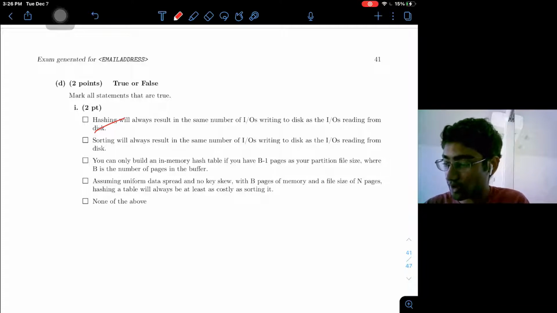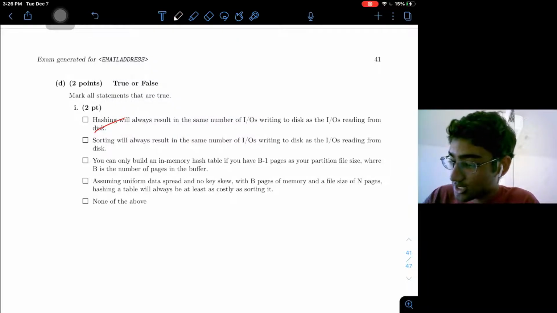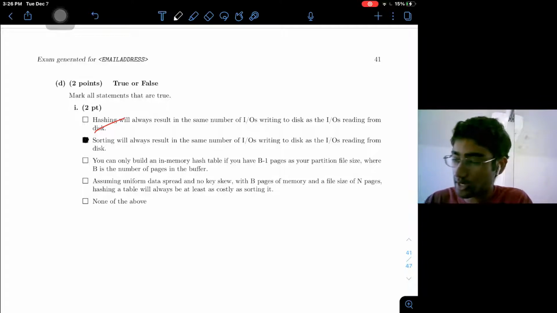In sorting, however, that is not true. It's always the same number of IOs writing to disk as IOs reading from disk because we're not doing that partitioning across pages or across buffer pages.